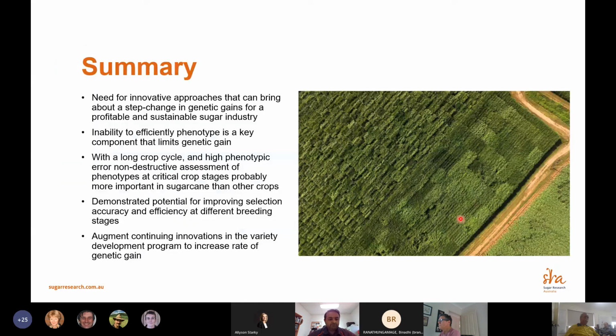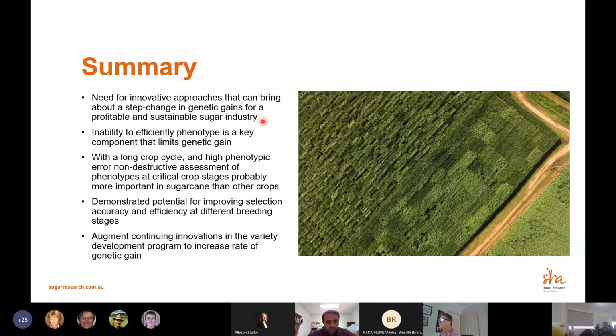So in summary, the ability to phenotype effectively is one of the bottlenecks that limits genetic improvement in sugarcane because of its long crop cycle and its high phenotyping error. Phenomics is actually maybe quite important for sugarcane breeding and for genetic improvement. And we need all these innovative approaches to try and improve the rate of genetic gains in sugarcane, which has been quite stagnant for the past decade.